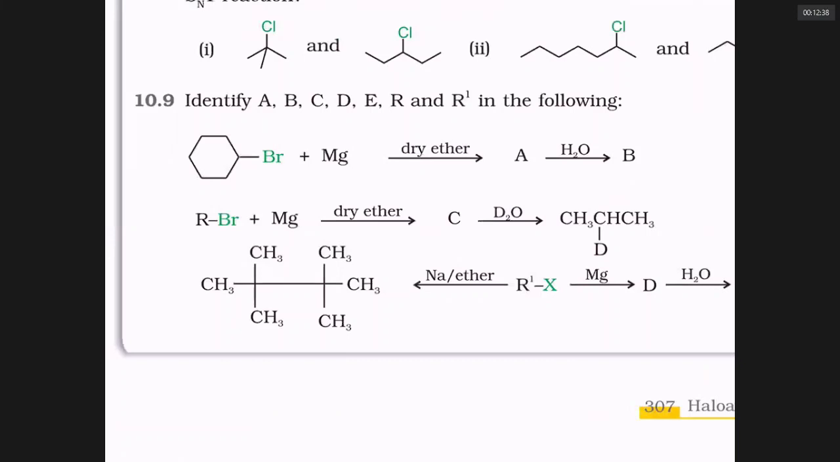When it reacts with D2O, deuterium will come in. So no RD you will get. The RD is given as 2-deuteropropane. Therefore, R must be propyl group. Therefore, it must be 2-bromopropane. Can you see? The place where Br was there you get deuterium. Therefore, the original compound is supposed to be 2-bromopropane.